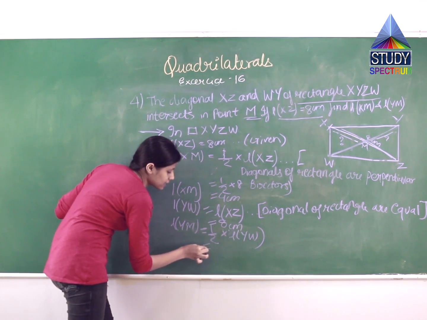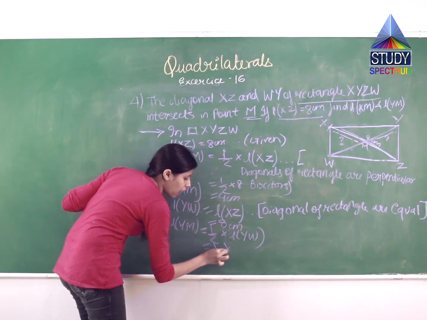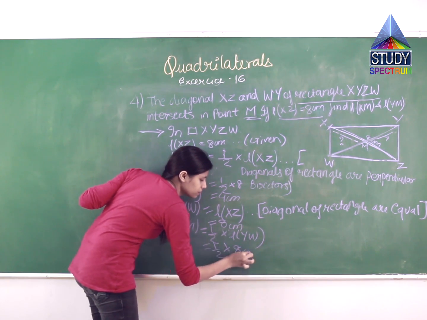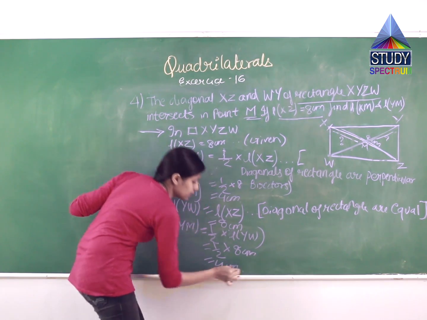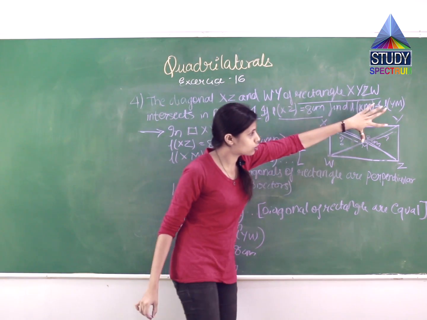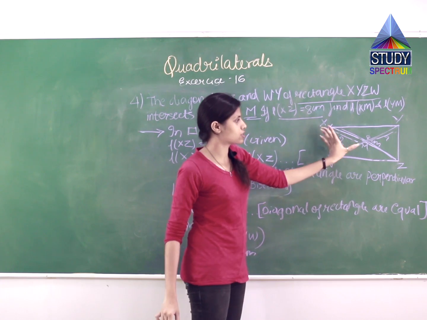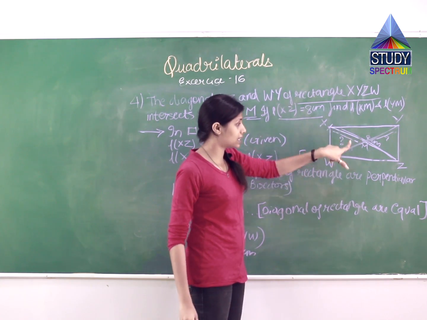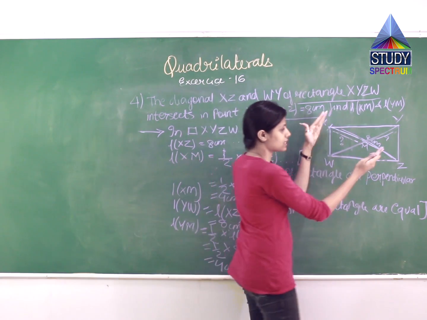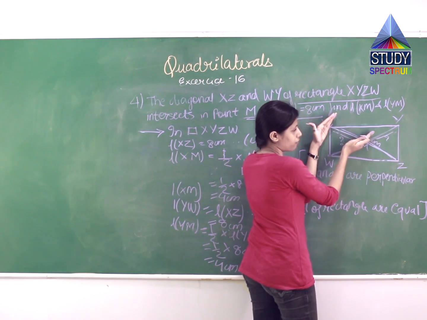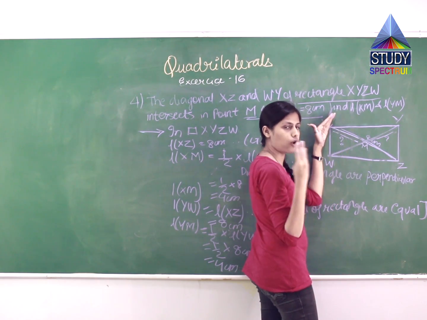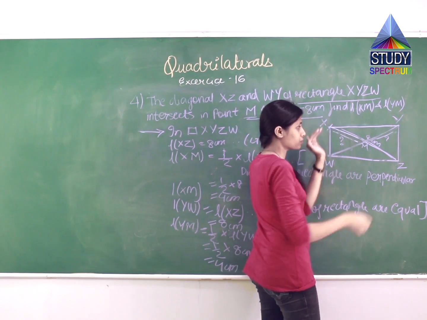So we have to write it like this: half into 8 centimeter, which comes to 4 centimeter. So this is also 4 centimeter and this is also 4 centimeter. The reason for this is, if this is 8 centimeter and M is dividing this 8 centimeter into half, then half of 8 is 4. So this comes to 4.